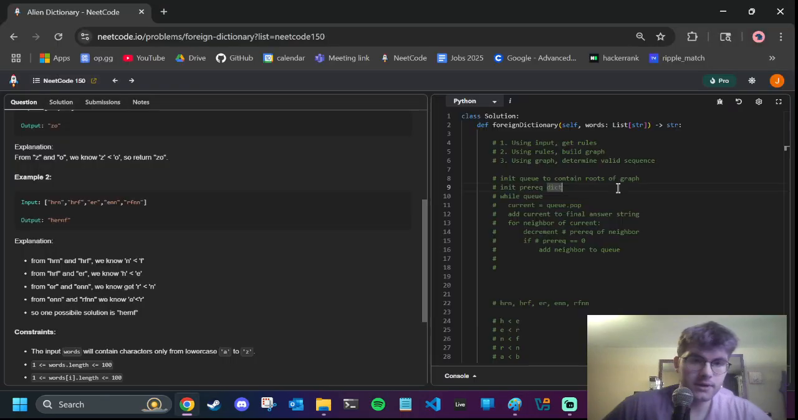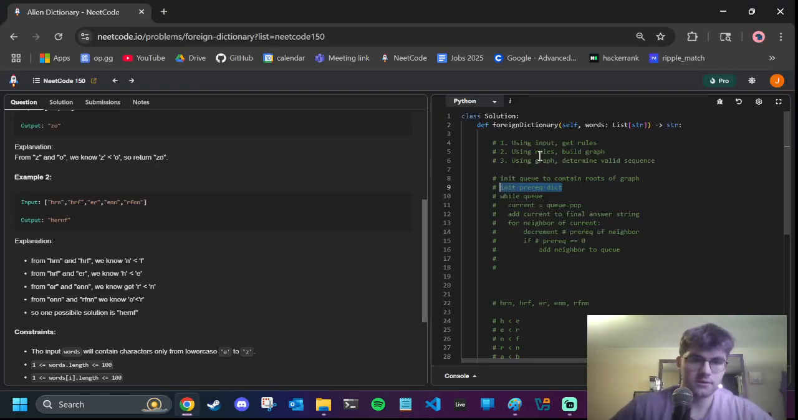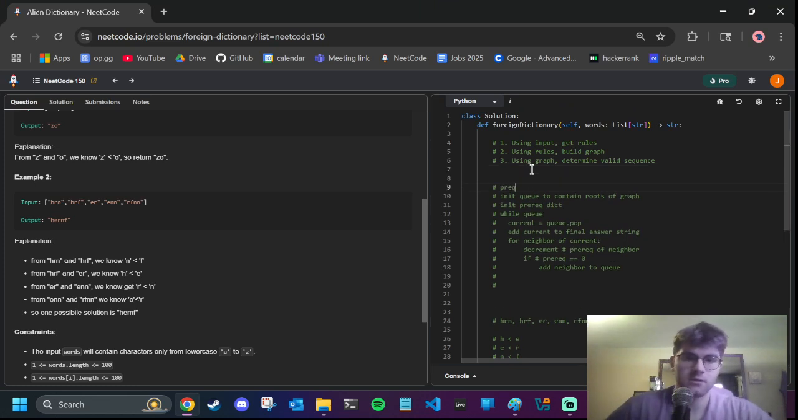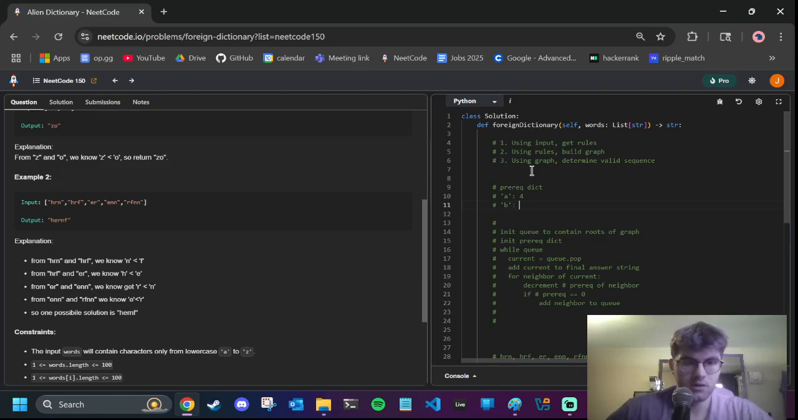So the prereq dictionary, what is that going to be? What is that going to look like? I'm just going to flesh that out. That's going to have a node name. So for instance, like A, and then just a number. B.